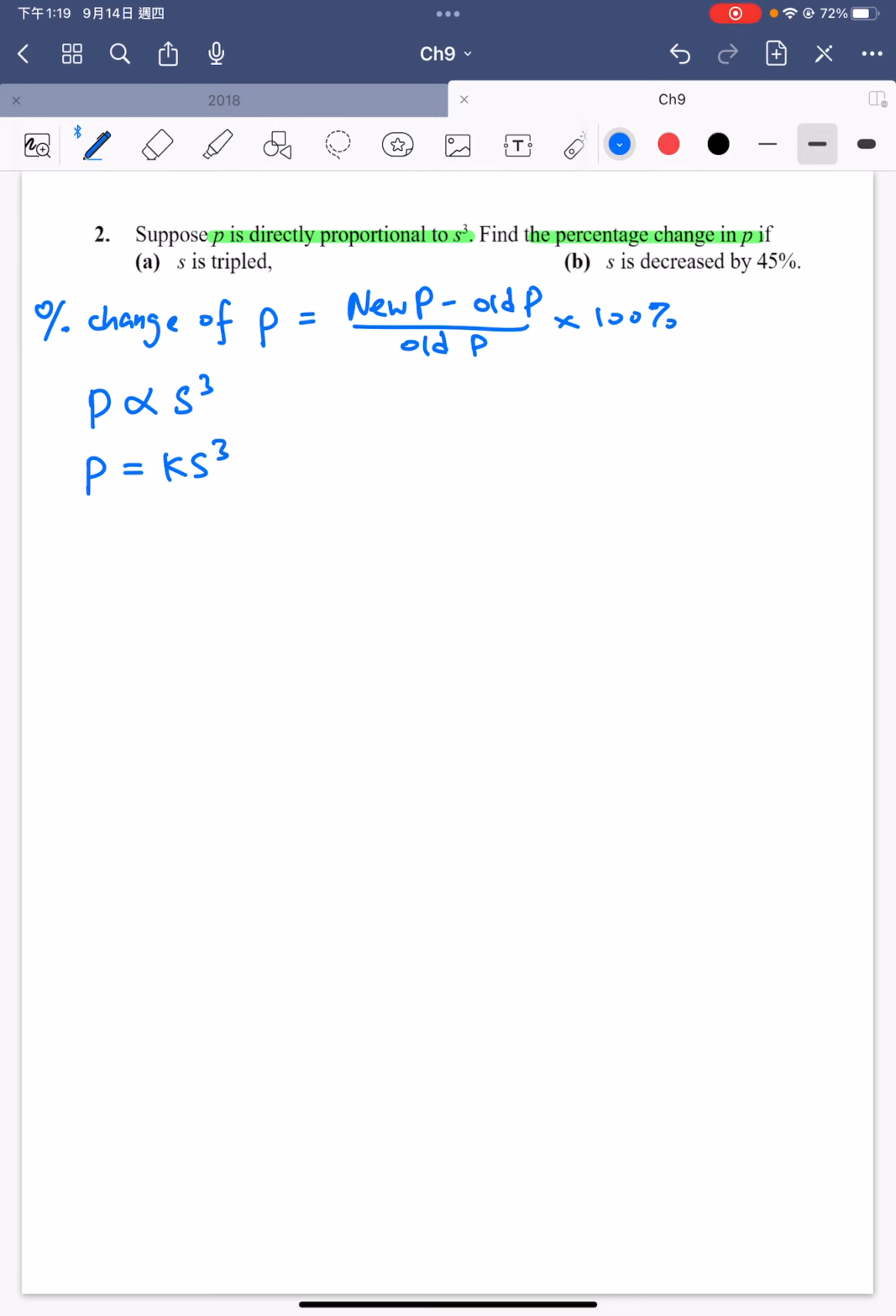So now we want to find out what is the new s, as we have this s is tripled. So our new s is going to be equal to 3 times the original s. This is our first one.